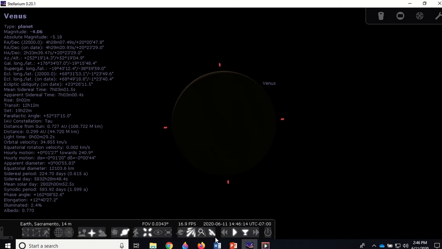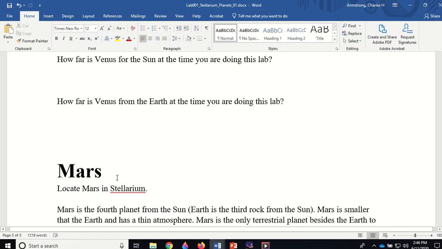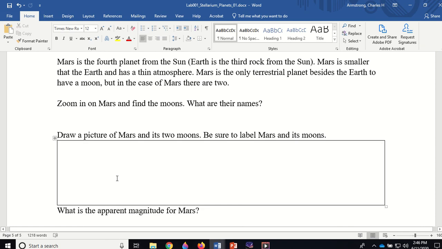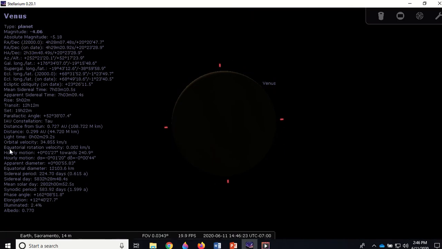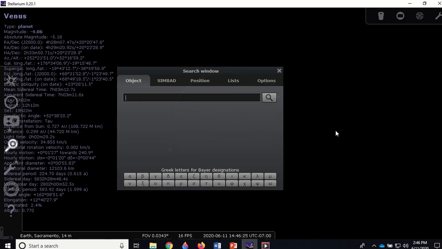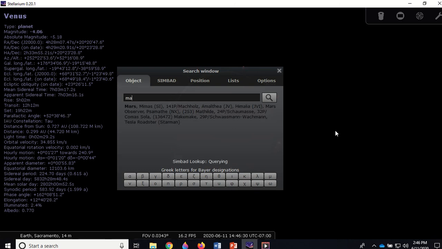Okay, now next we want to take a look at Mars. So we simply go back to Stellarium. Now we go to the locator and type in Mars. M-A-R-S.